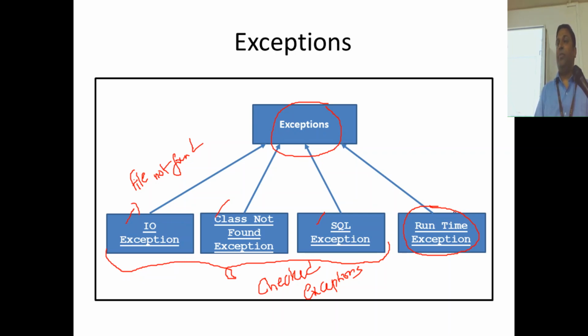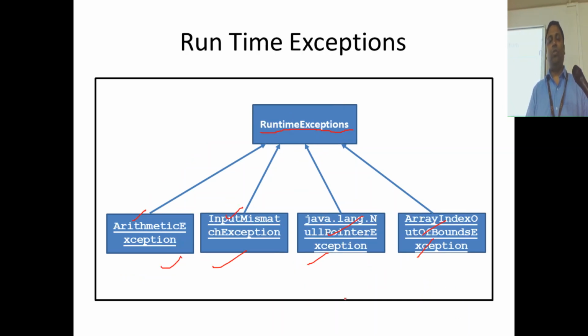Whereas runtime exceptions are unchecked. What do you mean by unchecked? There is no way for the system to check them beforehand. Only during runtime, when the data is being entered, does that kind of exception occur. That will be a runtime exception. And what do you call all these? Unchecked exceptions.